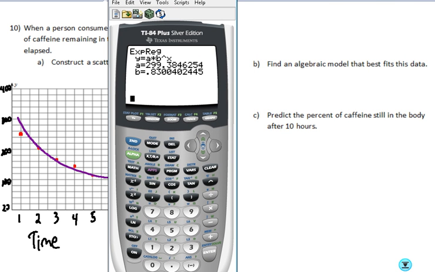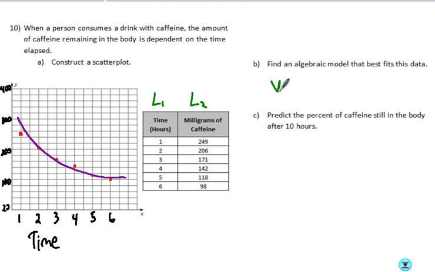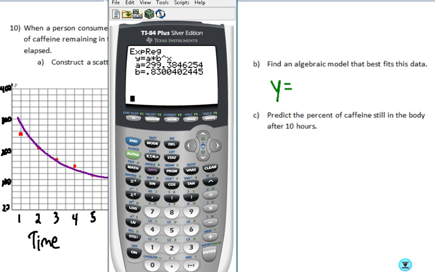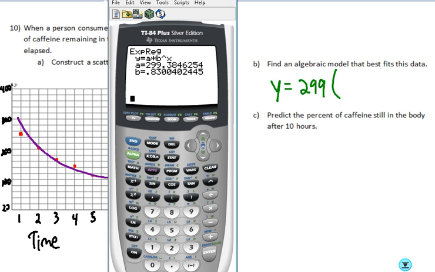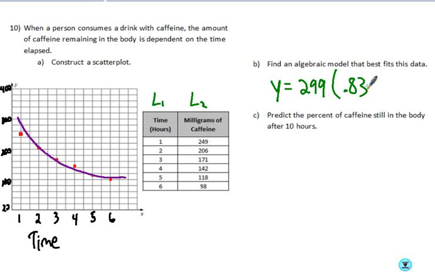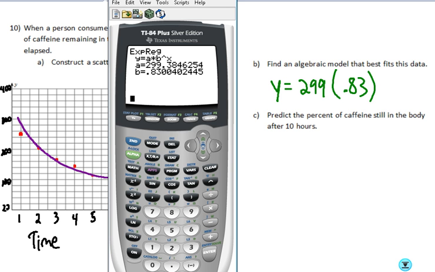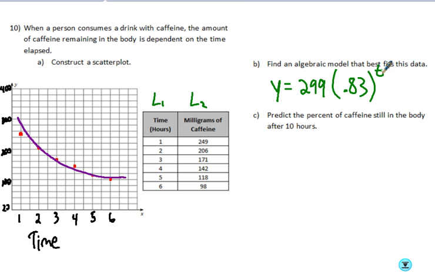So I've got y is equal to, and it says 299. We probably could have rounded that to 300 because that's probably what it started with. But we'll go with what the calculator's got, 299, and then it says 0.83. I'm just rounding, again thinking about money, to 83 cents, so 0.83, and then that would be to the t, for time.